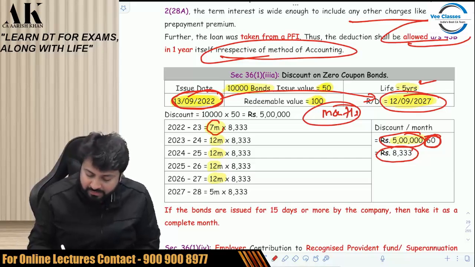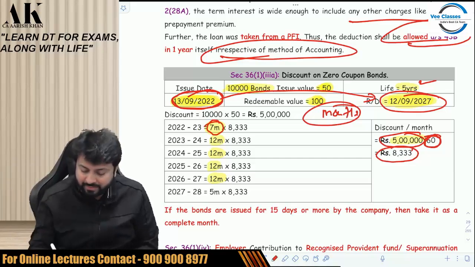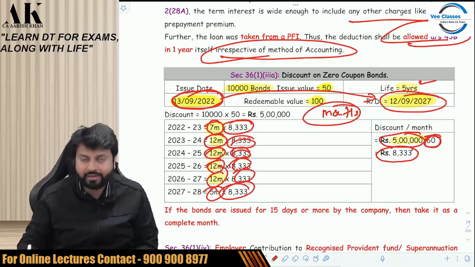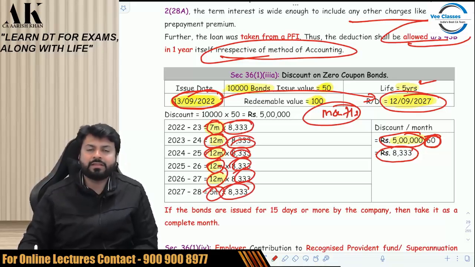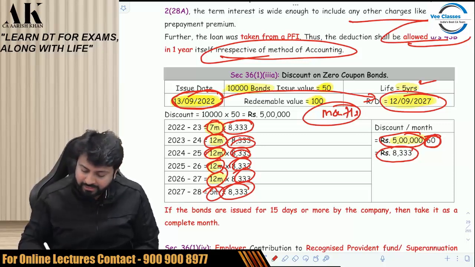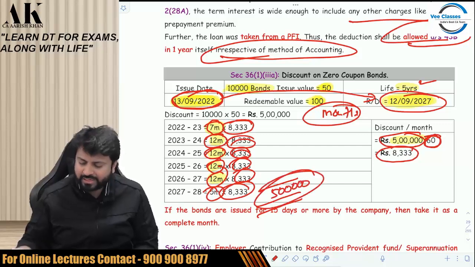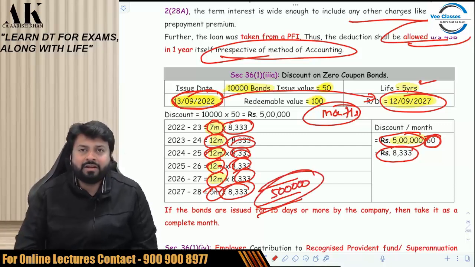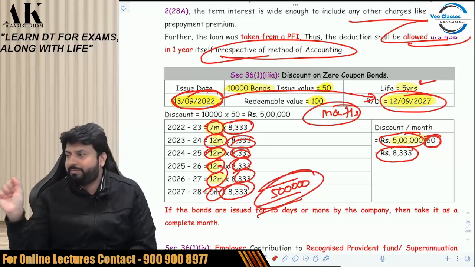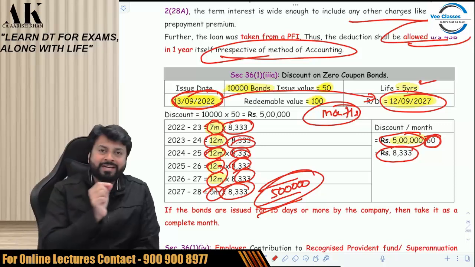In the first year, from September to March, there are 7 months, so 7 into per month data, then 12, 12, 12, 12 into per month data. And then in the last year, it is 5 months into 8,333. So in the last year, I will get this much reduction. If I total all of them, I will definitely get how much? There is no second thought, it's mathematical. I will definitely get 5 lakh rupees.